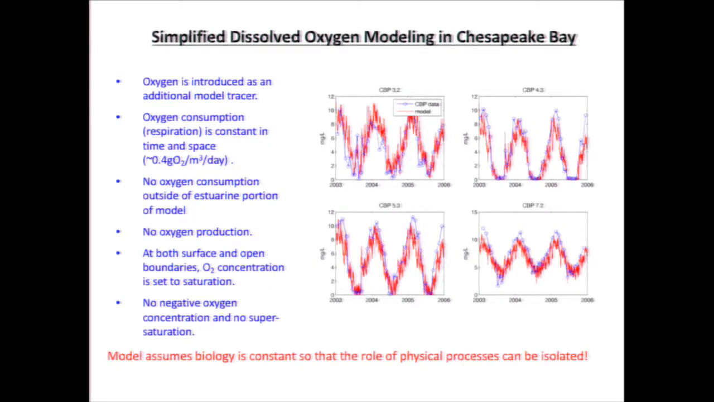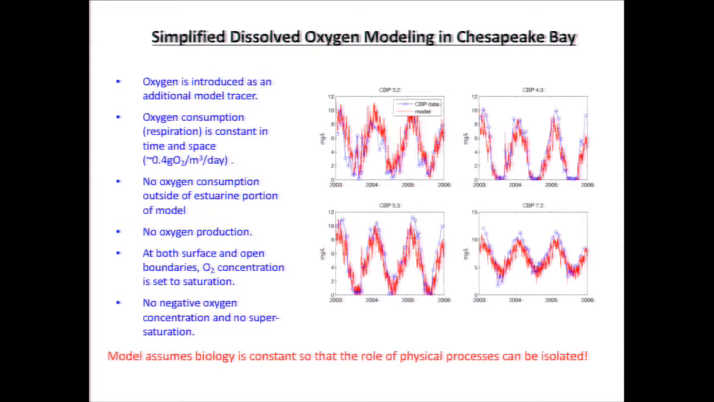So the oxygen model that I've added, this is a ROMS simulation. It treats oxygen as another tracer, so it's advected and mixed via the advection and diffusion in the model. And all I've done is add a constant consumption of oxygen everywhere in the model domain. This doesn't vary in time and space, but it only removes oxygen from the water inside the estuary. There's no oxygen production, so there's no primary production. And then I set the surface concentration and the open boundary conditions to their saturation value. And then I let the physics do the rest.